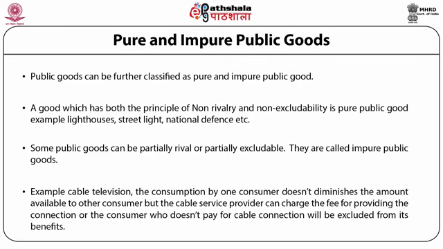Example, cable television. The consumption by one consumer doesn't diminish the amount available to another consumer, but the cable service provider can charge the fee for providing the connection, and the consumer who doesn't pay for cable connection will be excluded from this benefit. That means the good is not fully non-excludable, or the principle of excludability can be applied to him if he doesn't pay the price for cable connection.